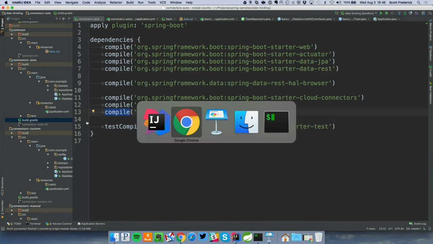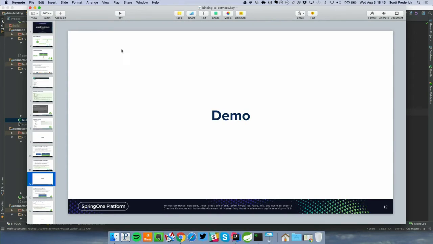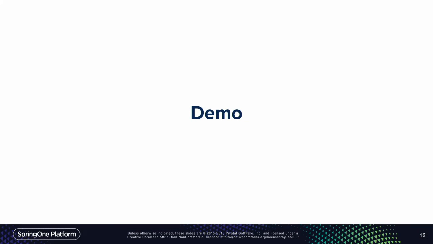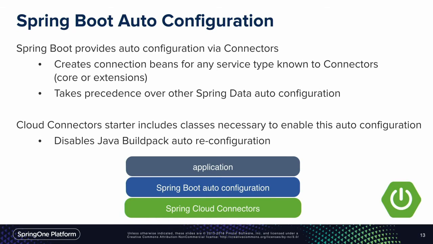So what's actually happening there? I still have no code anywhere in my application that's creating a data source. So somehow a data source got magically created in my application without me doing anything. So here's what happened there. We talked a minute ago about Spring Boot doing the auto configuration of the in-memory data source. This is a similar mechanism that's happening here.